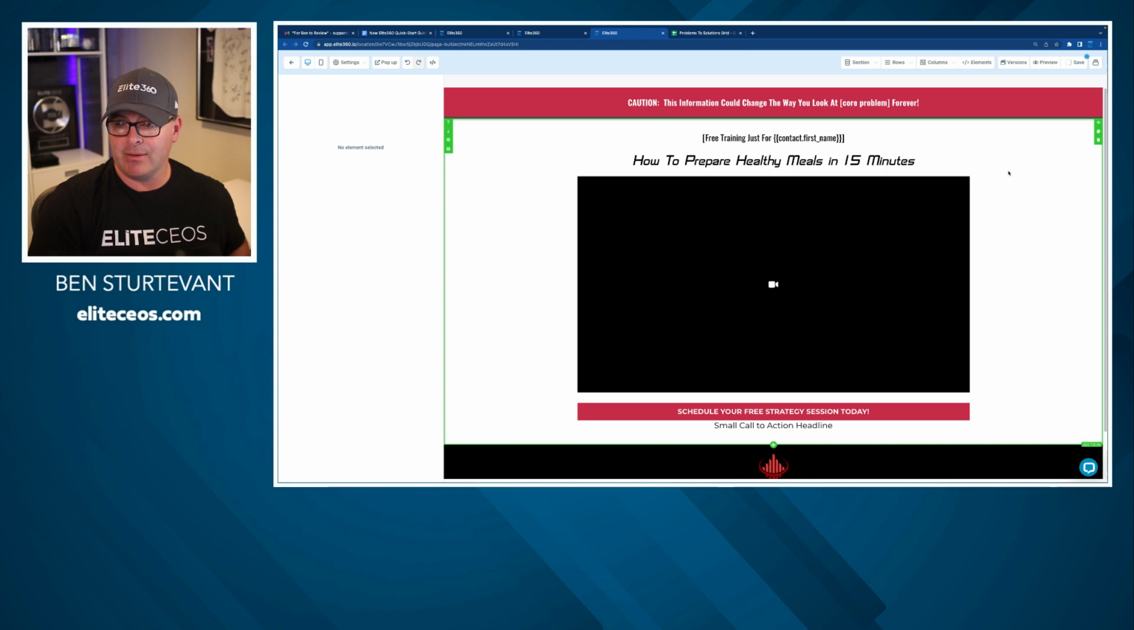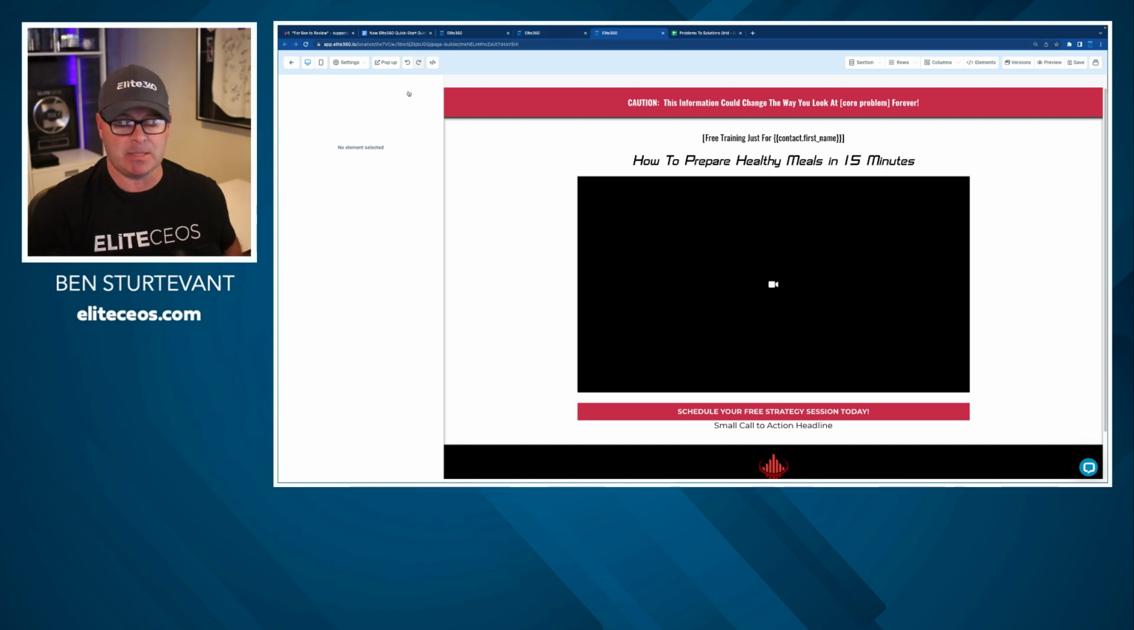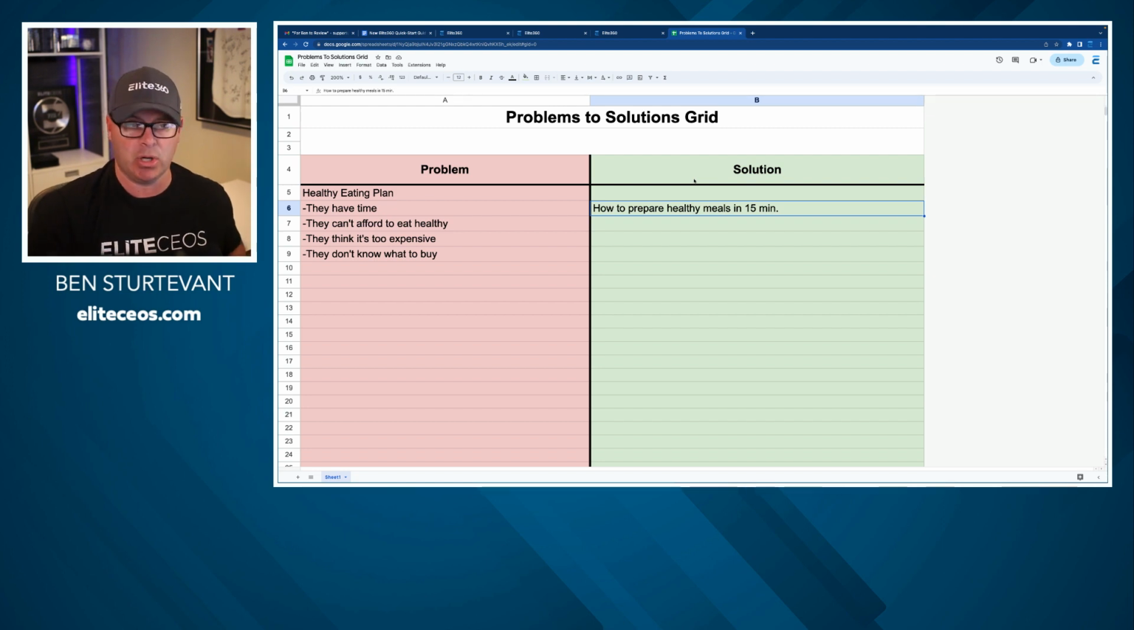You could just make it super simple. Boom. I now have a VSL that I can send people to. I can put the opt-in page right in front of it. Now I'm done. That's how quickly you should be able to recreate content and turn it into multiple avenues of information.